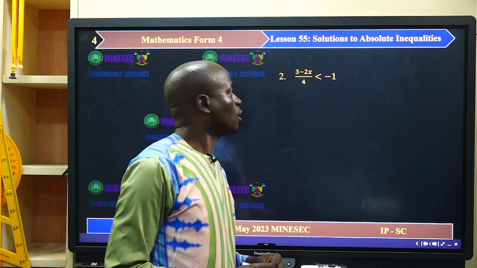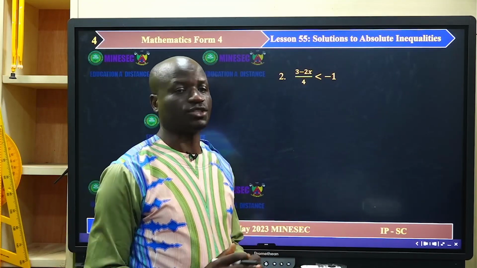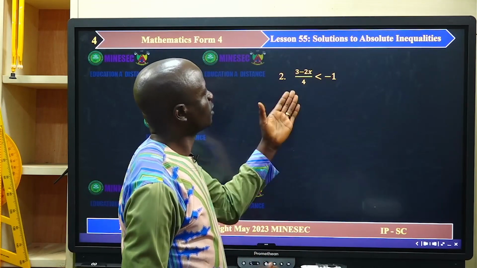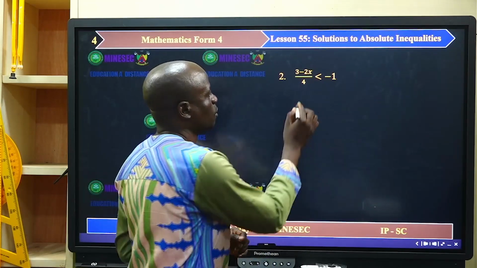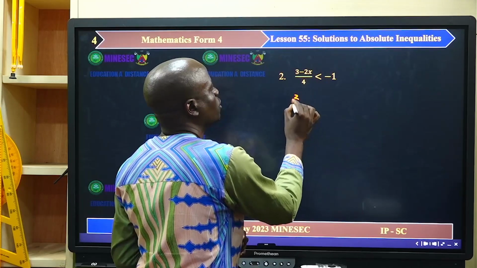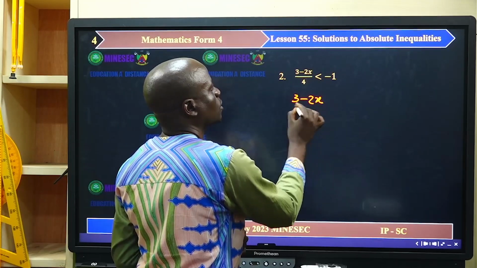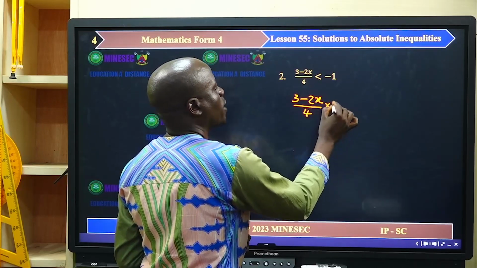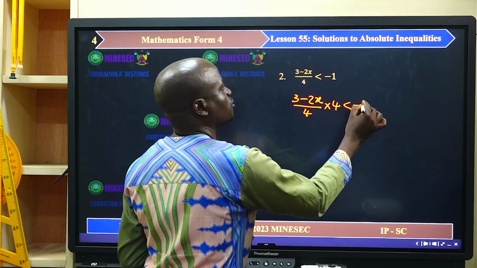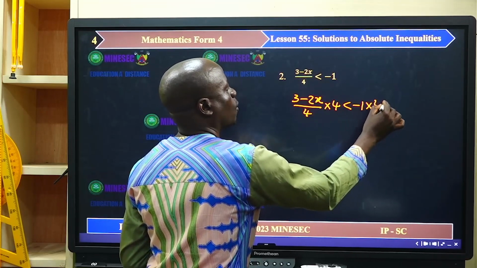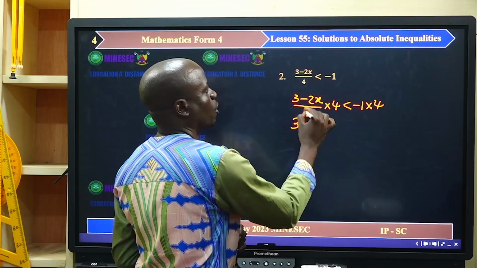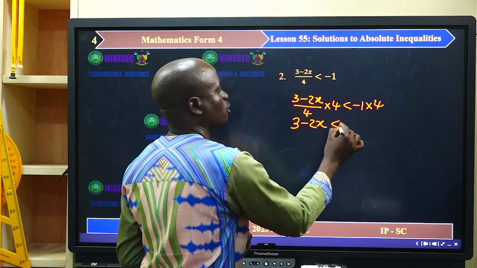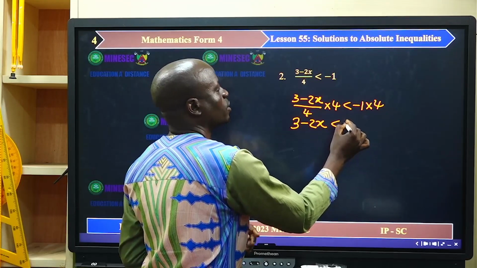The second case is 3 minus 2x all over 4 is less than negative 1. The best approach, the first thing we do, is to multiply both sides of the inequality by 4. If we do that, 3 minus 2x all over 4 times 4 will be less than negative 1 times 4. So 3 minus 2x, this 4 will divide to this 4. So 3 minus 2x is less than negative 4.